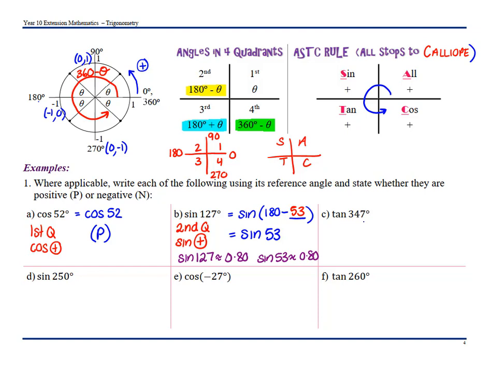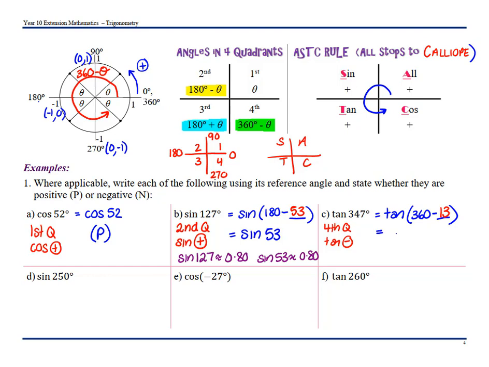Tan of 347 degrees. 347 degrees means we're in our fourth quadrant, so tan is going to be negative. In my fourth quadrant, I want to rewrite it as 360 minus theta. So 360 minus what gives me 347? That's what I'm trying to work out, because I want it to be a first quadrant angle. And that would be 13 degrees.